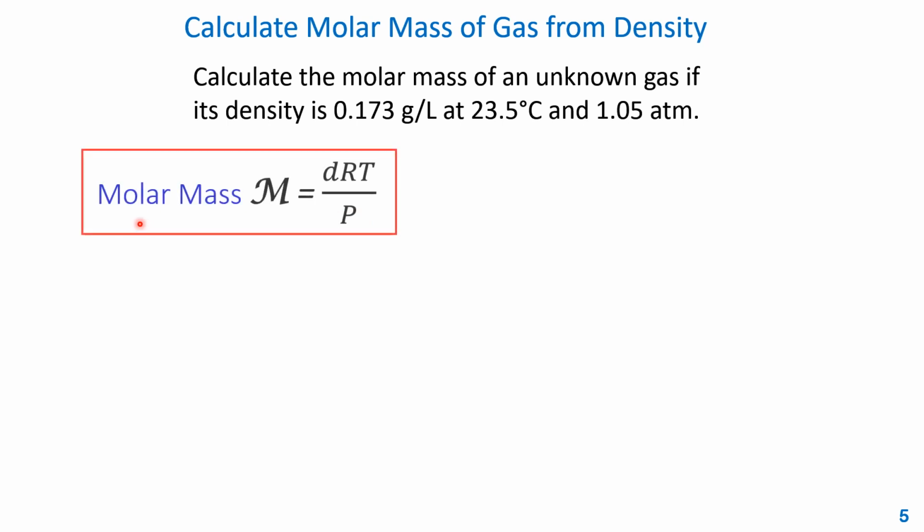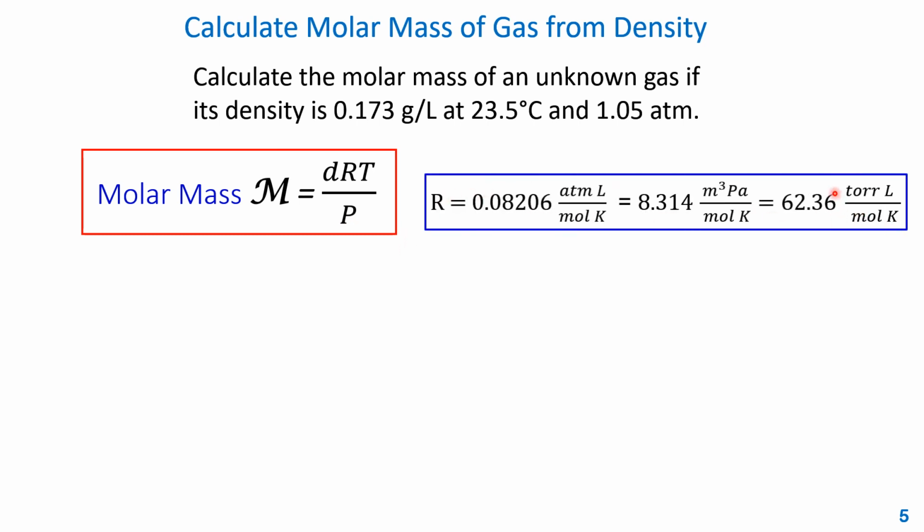Then you can use the formula: molar mass equals density times RT divided by pressure. And R, there are still 3 different R to choose from. Actually, there are more than 3, but these are the most common. Since we have ATM as the pressure unit, we still use this 0.08206 as R. And then we also calculate the temperature in Kelvin. So 23.5 plus 273.2, converting that degrees Celsius to Kelvin, is 296.7.